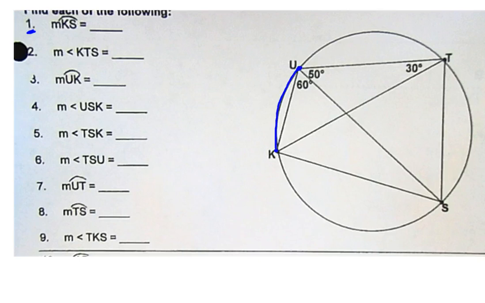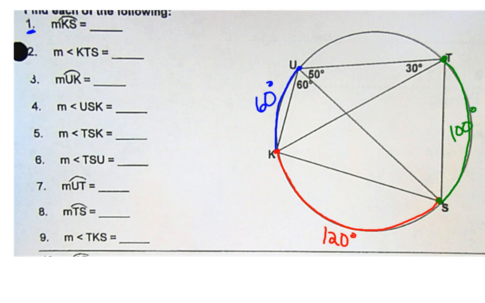If they give me the angle, to get the arc I have to double it. So the measure of that arc would be 60 degrees. If I follow the 60-degree angle, that goes from there to there. Double that, it's 120. And if I follow the 50-degree angle, double that, that's 100 degrees.